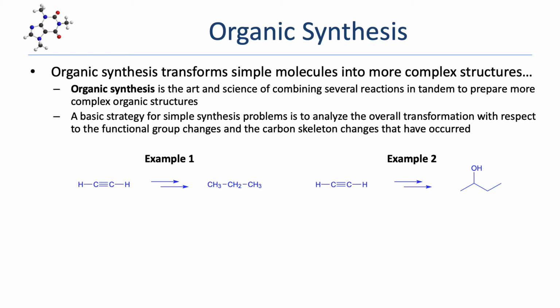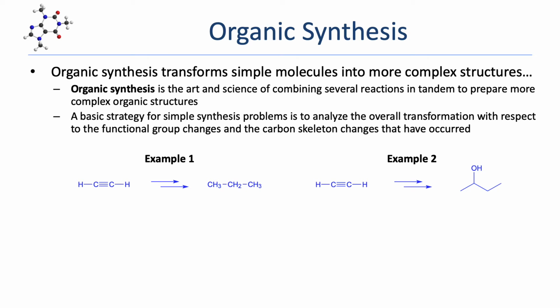In a simple synthesis, a good basic strategy is to analyze the overall transformation with respect to the functional group changes that have occurred and the carbon skeleton changes that have occurred. So in this example, the functional group change is simply the transformation of an alkyne into an alkane, and that's a transformation we know how to accomplish. An alkyne can be transformed into an alkane by a simple hydrogenation. If we look at the carbon skeleton change, we can see that we're taking a 2-carbon skeleton and elongating it into a 3-carbon skeleton. We know that carbon skeletons can be elongated by alkyne alkylation. So fundamentally, we know that this synthesis will require at least 2 reactions.